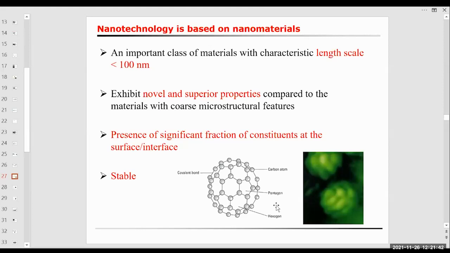Sir, you told about particular material, one small thing, sir. You were telling about particle, grain, and crystal. Is there a difference? Can you just elaborate on that, sir?